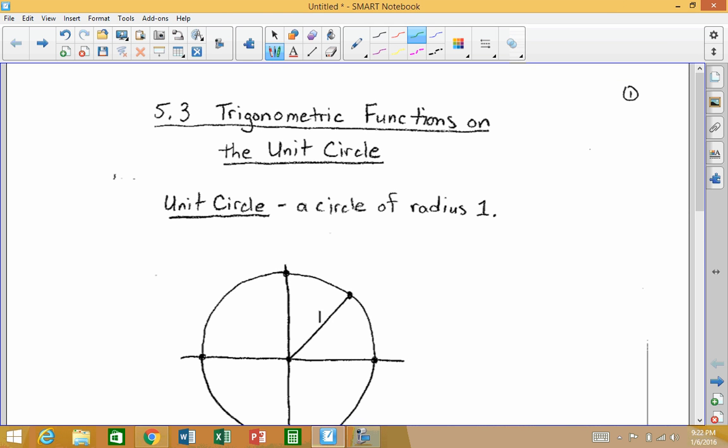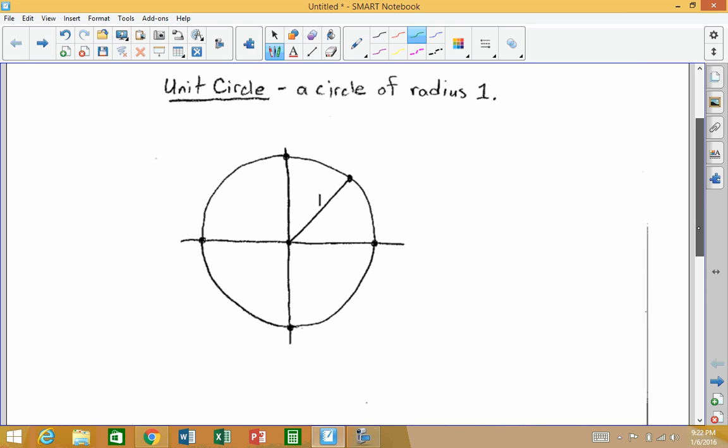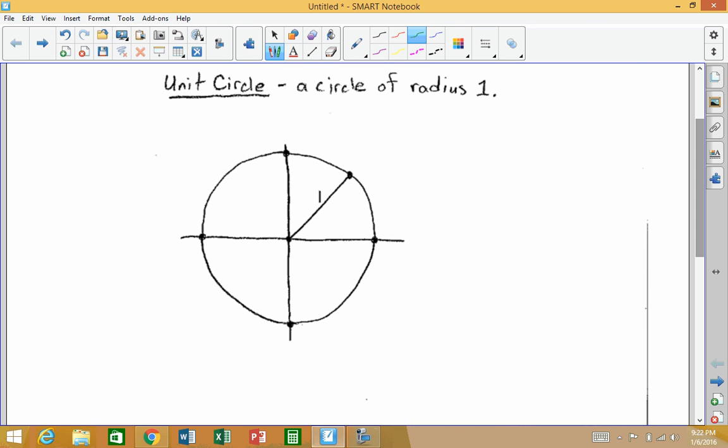Hello, we're going to do lesson 5.3 today. Trigonometric functions on the unit circle. First thing that we need to do is talk about what exactly the unit circle is. So as you can see here, I have the unit circle defined as a circle of radius 1.